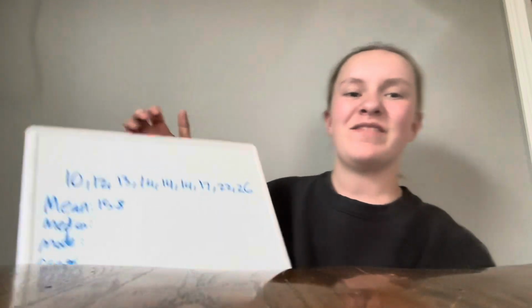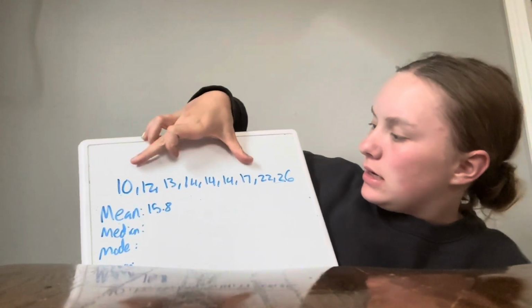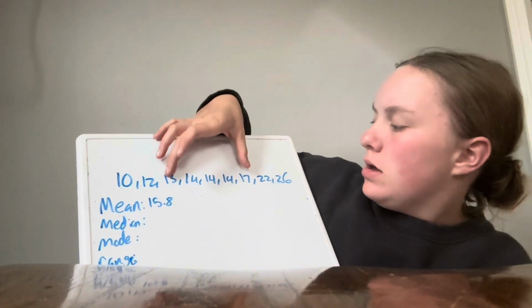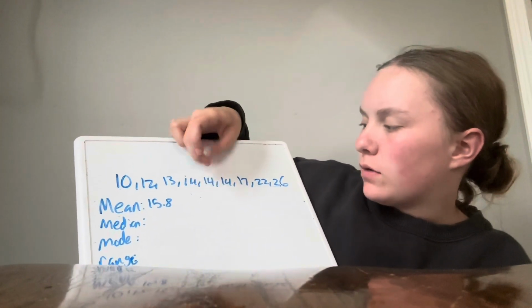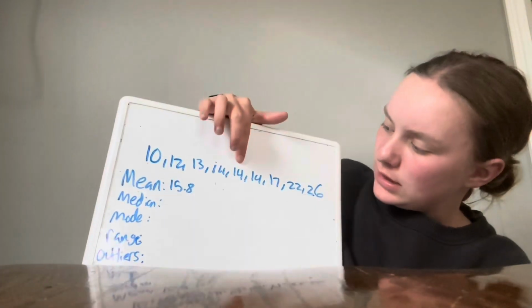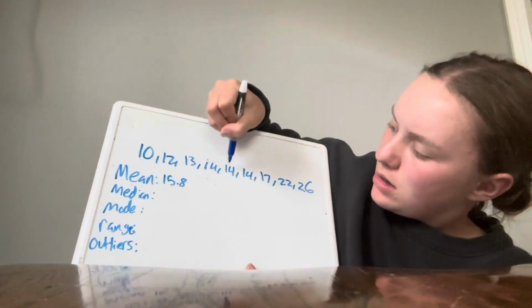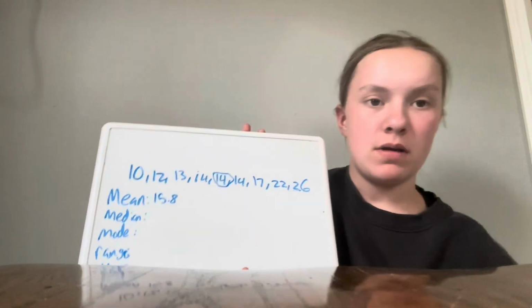Next, we're going to talk about the median. The median is the middle number of the data set. So when we look here, we go from 10, 26, 12, 22, 13, 17, 14, 14. And we see this 14 here is the median because it is the middle of the data set.